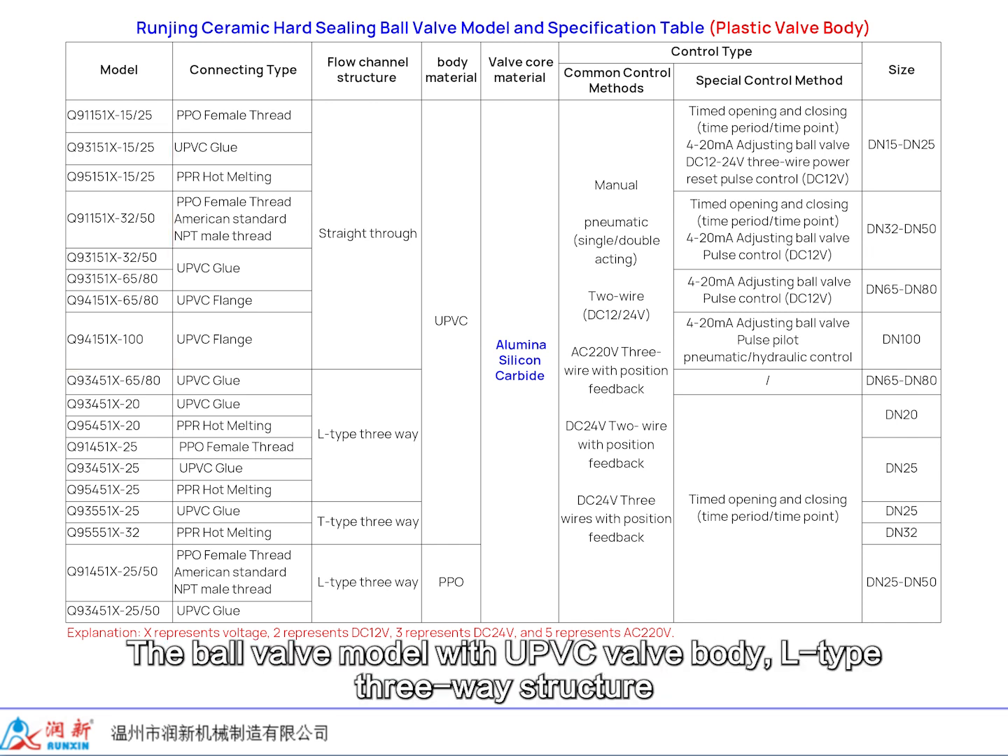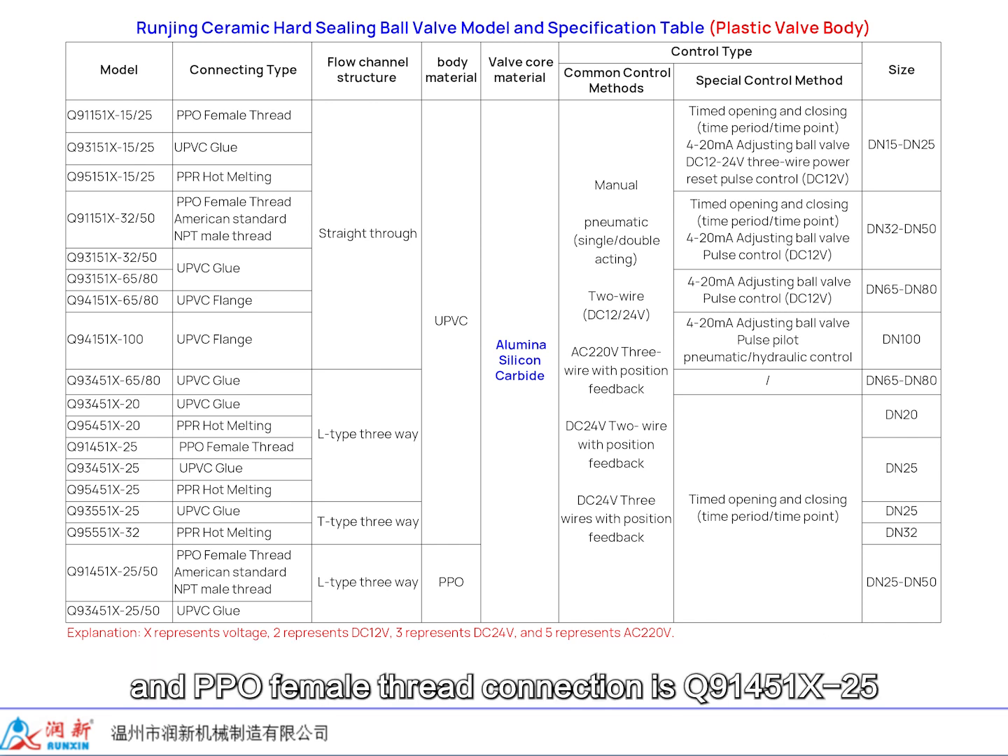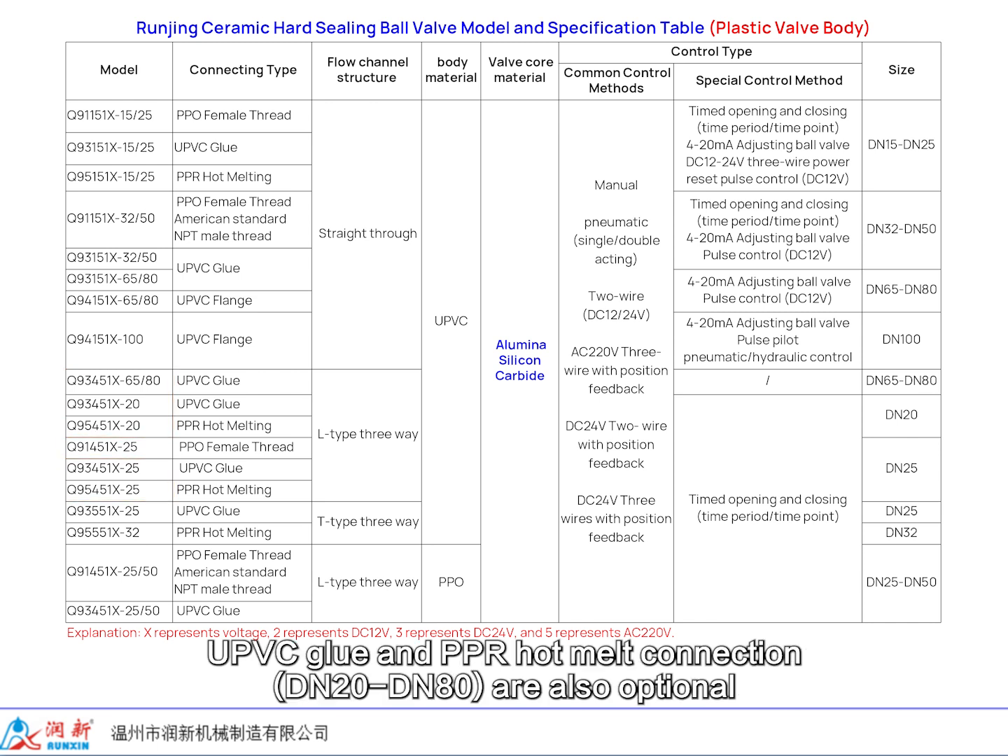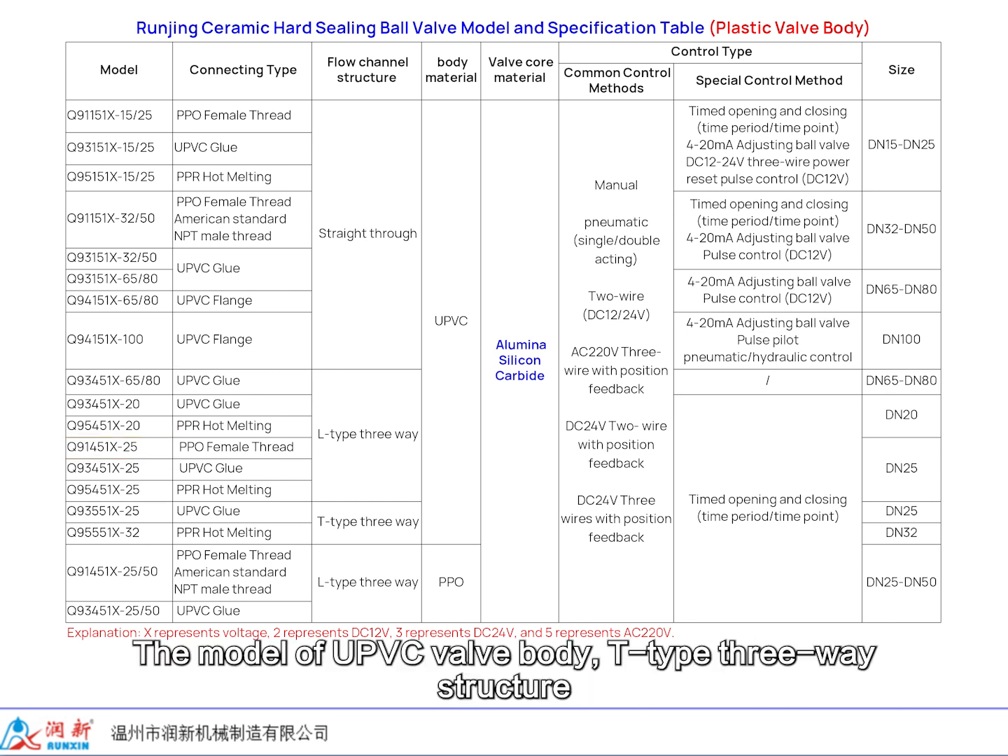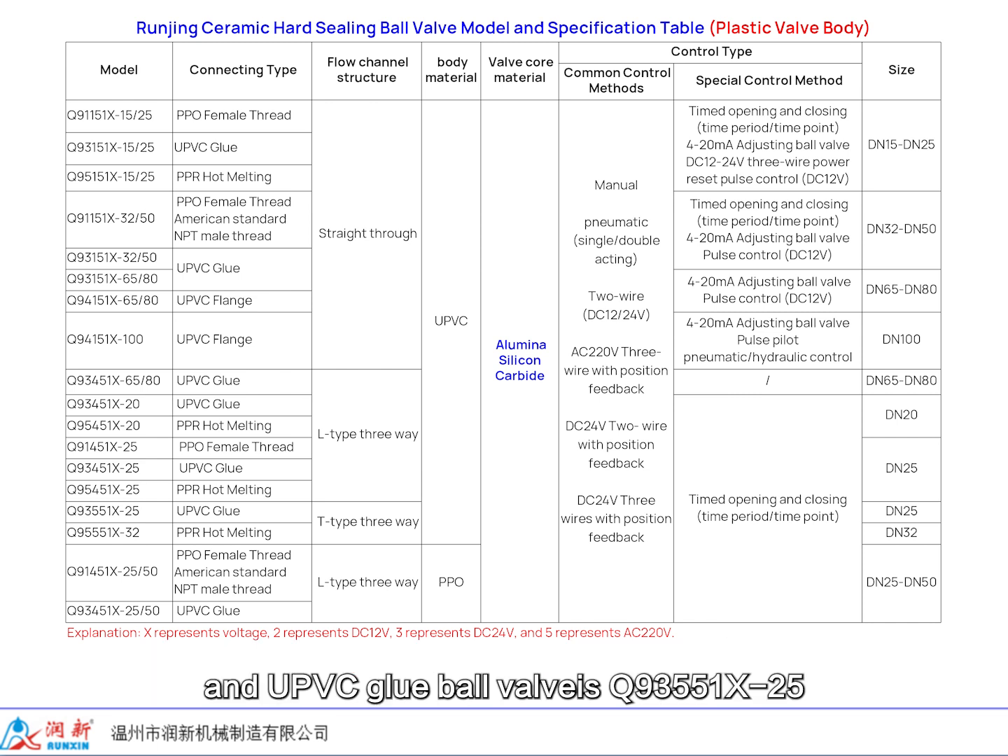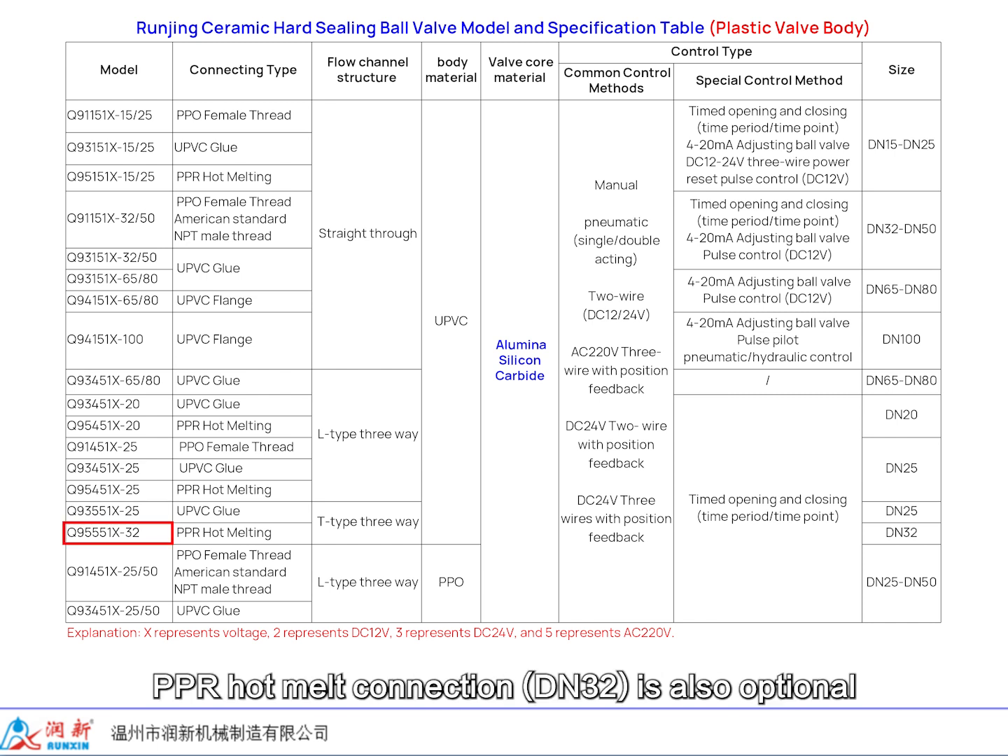The ball valve model with UPVC valve body, L-type 3-way structure, and PPO female thread connection is Q91451X25. UPVC glue and PPR hot melt connection are also optional. The model of UPVC valve body, T-type 3-way structure, and UPVC glue ball valve is Q93551X25. PPR hot melt connection is also optional.